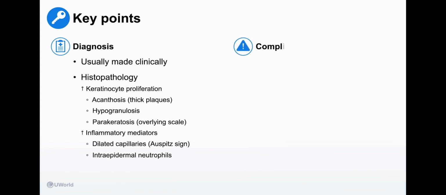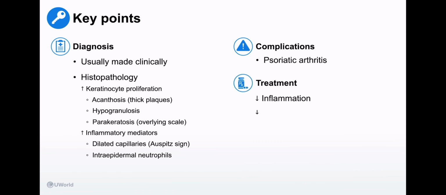There are several conditions associated with psoriasis, including psoriatic arthritis, which can affect any joint and causes stiffness, swelling, and pain. Treatment is generally aimed at reducing the amount of inflammation and slowing down the proliferation of keratinocytes in the skin.